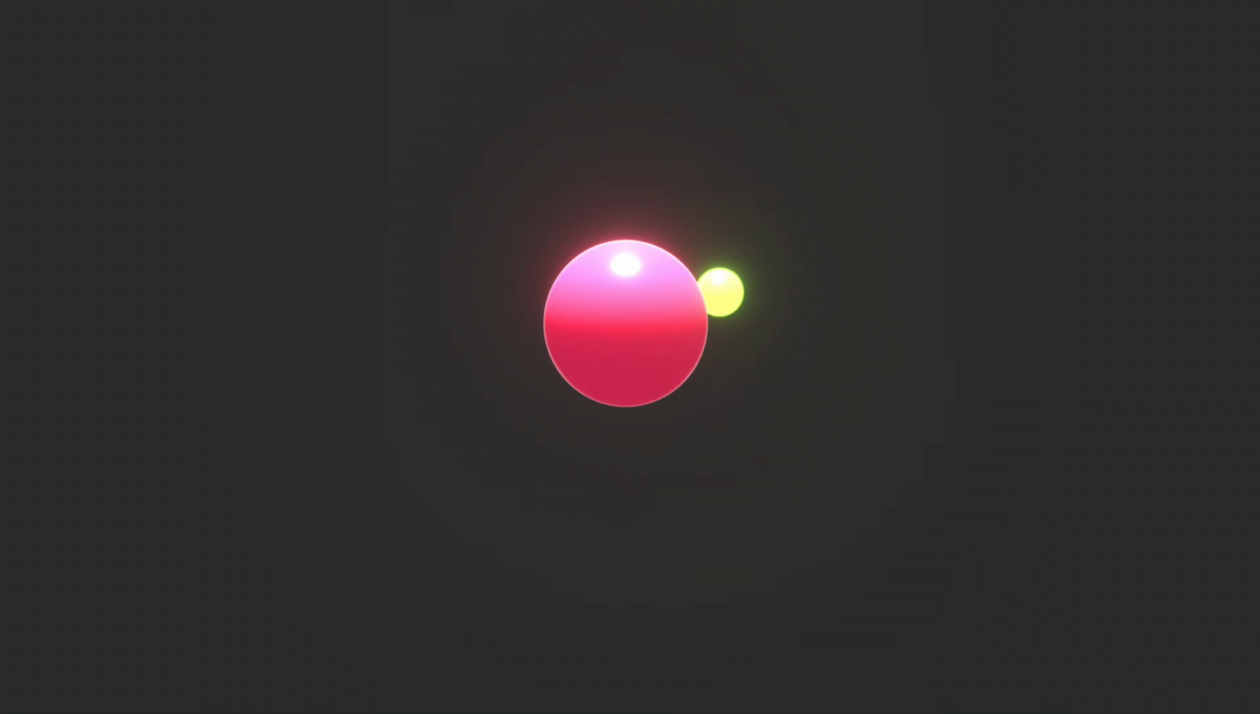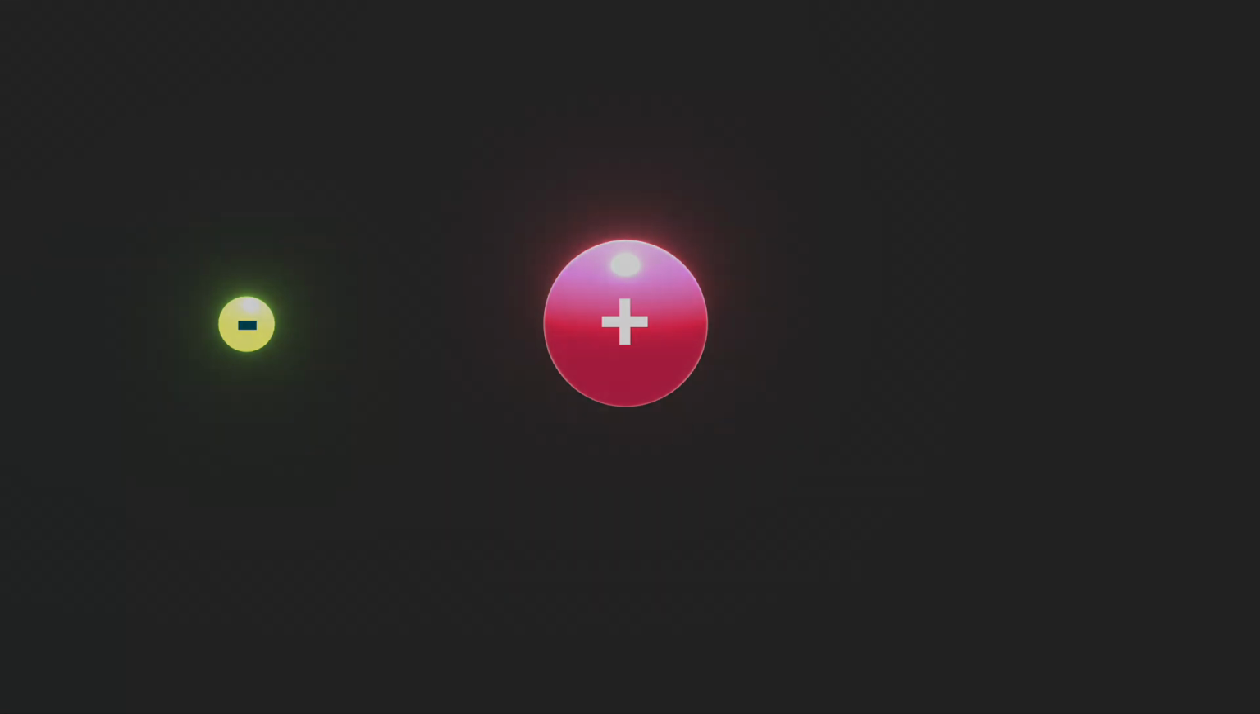This is a hydrogen atom. It's made up of two different particles. The one in the center, or nucleus, is called the proton. Protons have a positive charge. The other particle is called an electron. It orbits around the proton in much the same way that a planet orbits around the sun. Electrons have a negative charge.